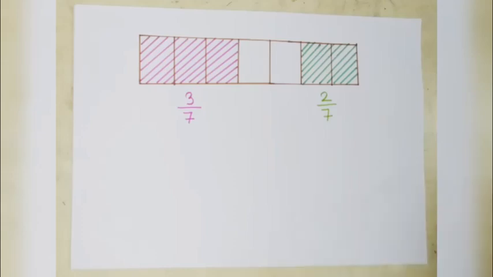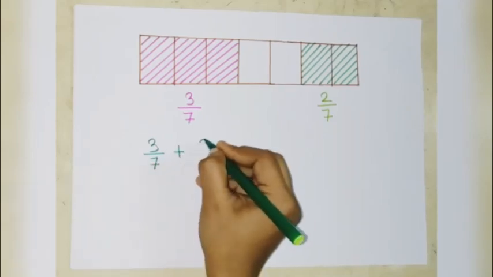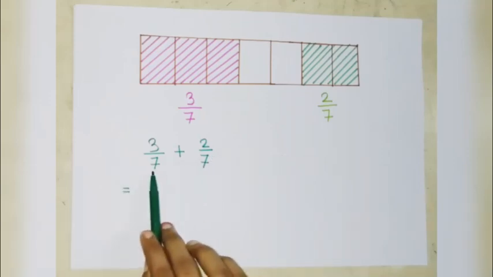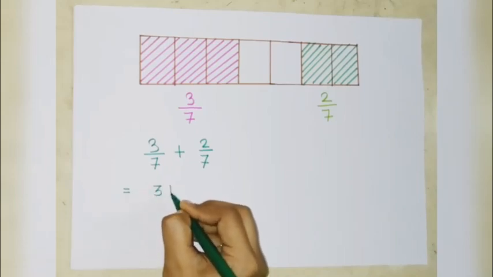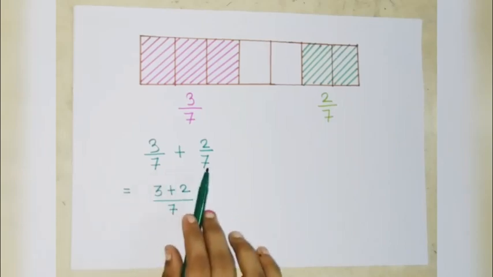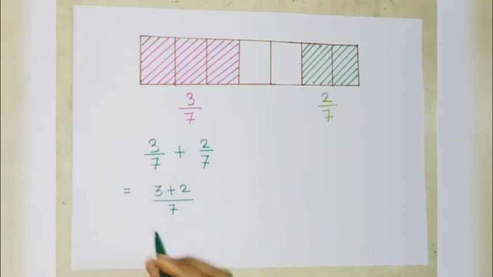Children, we want to find the total colored part. For that, we will do 3 upon 7 plus 2 upon 7. Children, here you all can see that the denominators are equal. So we will do 3 plus 2 upon 7. Here denominator is common, means denominator is equal. So this is the like fraction. So we will do addition, 3 plus 2, 5 upon 7. Children, the total colored part is shown by the fraction 5 upon 7.